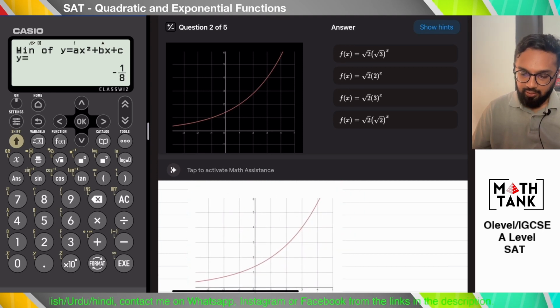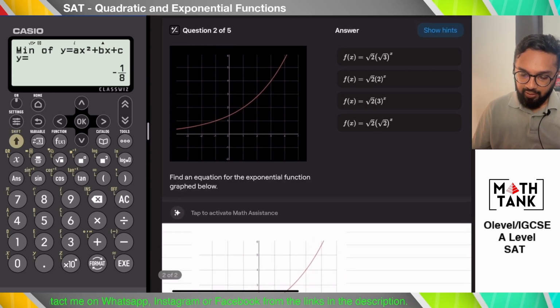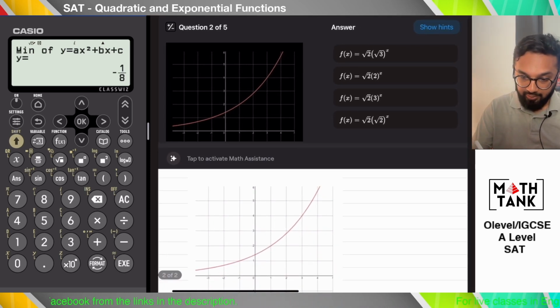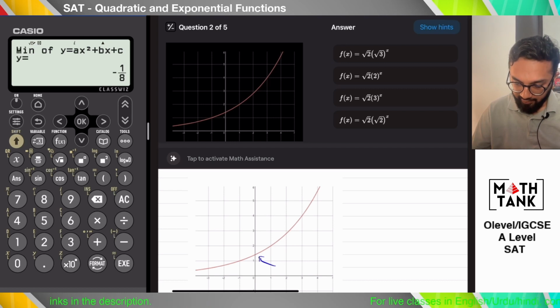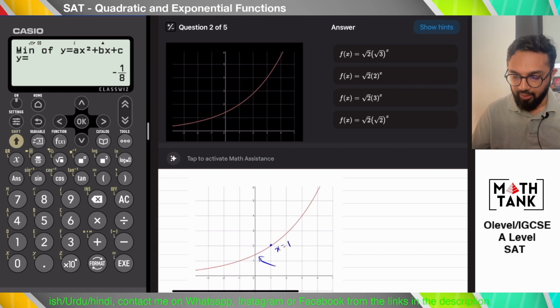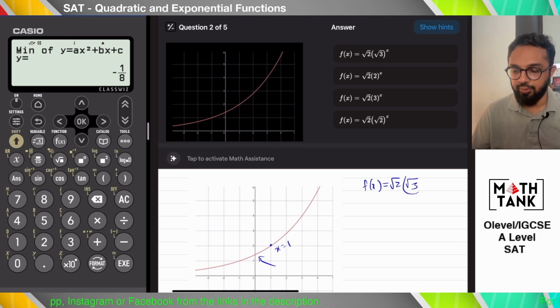Okay. And it says find an equation for the exponential function below. So I know it's an exponential function and it has a y-intercept at 1 point something. So what I'm going to do is plug in x equals 1, and I get the answer 2. I think that's easiest to get. So let's see if we can filter out an answer based on that. No, that gives me root 6. It doesn't give me 2. Answer option A is therefore not the correct answer option.